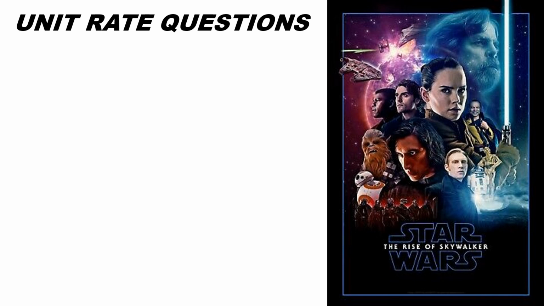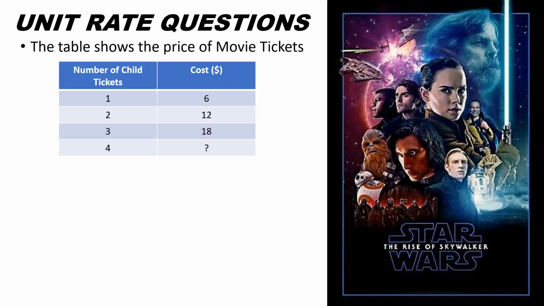Now let's take a look at the type of questions you may see concerning unit rate. The table below shows the price of movie tickets for The Rise of Skywalker. You see that we're talking about children tickets here, and they show you that 1 movie ticket costs $6. So that right there is your unit rate. If they asked you for the unit rate for the movie ticket cost, you would simply say that it cost you $6 for 1 ticket. Because there is a 1 in the denominator here, this is a unit rate.